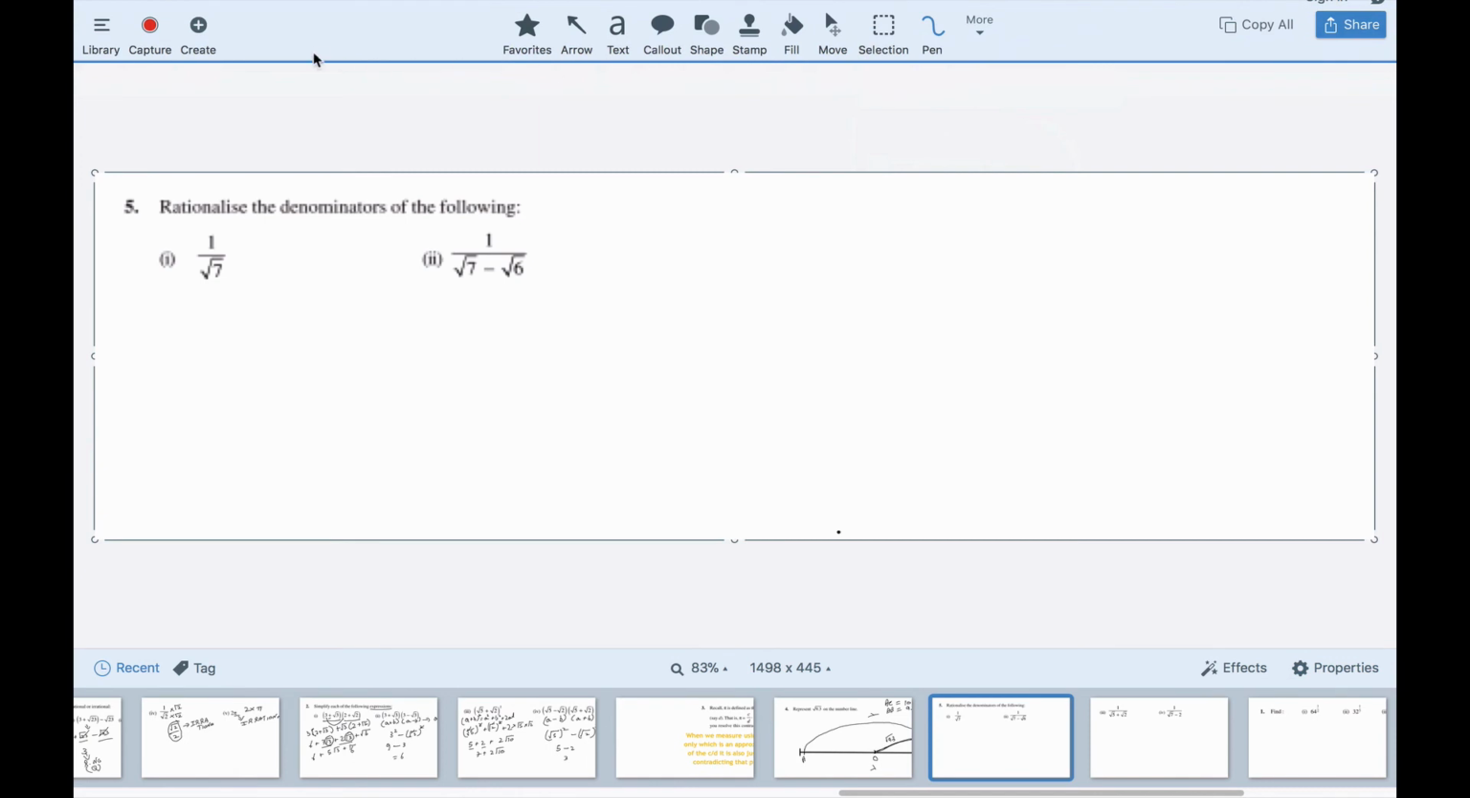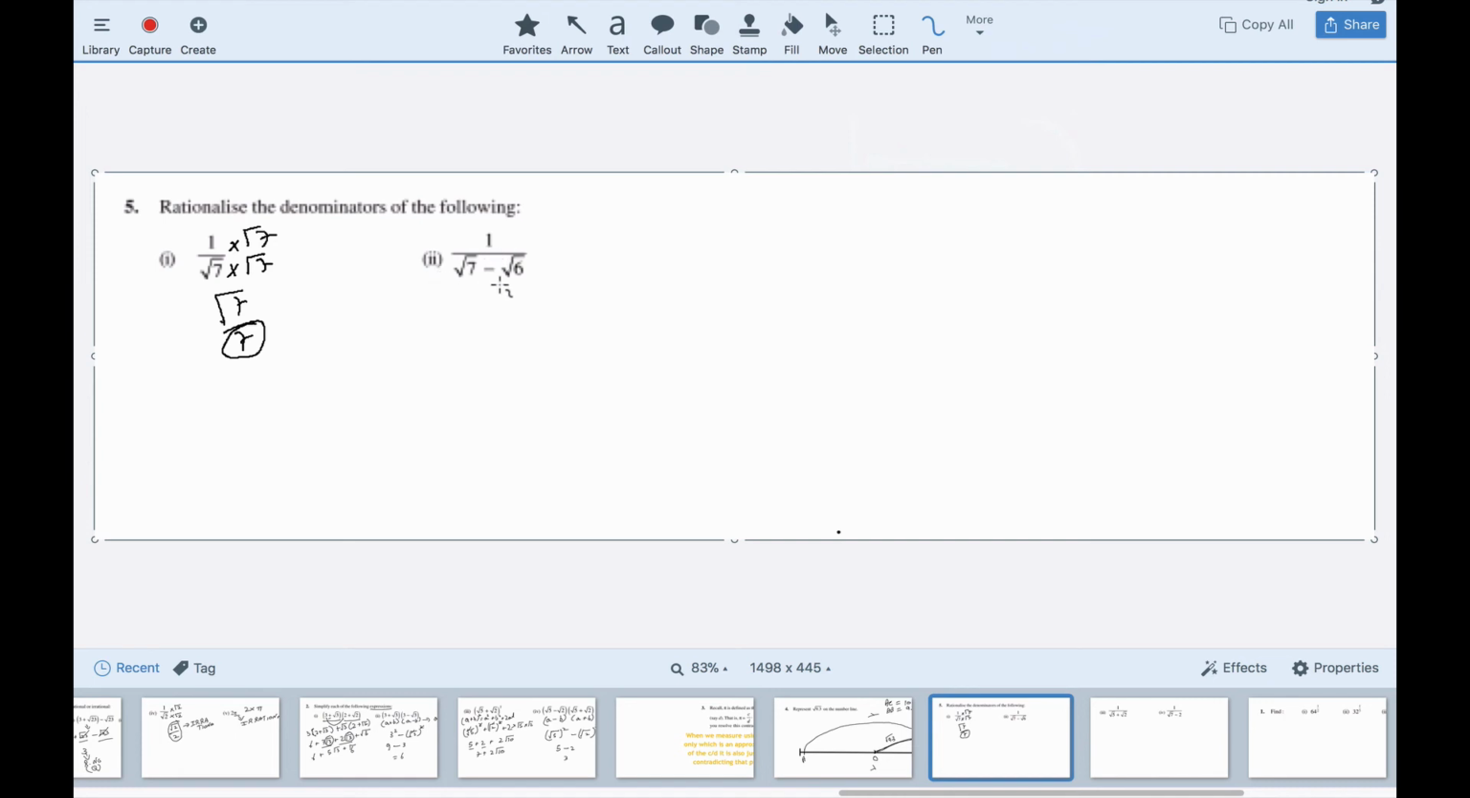Okay, so the next question says rationalize the denominators. So the first one is easy. We need to remember that we need to multiply with the conjugate. So the conjugate of root 7 itself is only root 7. So I multiply both the numerator and the denominator. Whatever happens to the denominator must happen to the numerator also. So I get root 7 upon 7, which cannot be solved further, and the denominator has been rationalized.